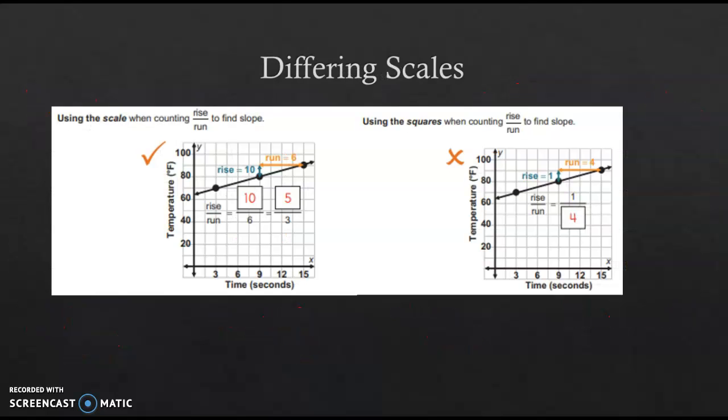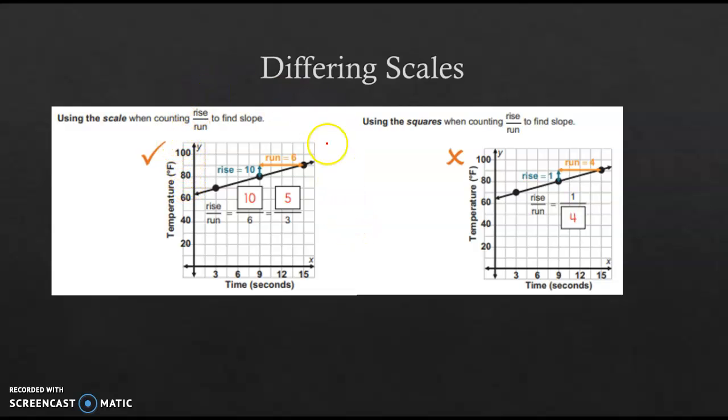The next thing I'm going to talk to you about is differing scales. I mentioned this in a previous video, but I want to make sure that we explicitly talk about it. We always want to look at the scale of the intervals being used on our axis. Our x is technically going by 1.5, because every 2 boxes is 3. And when we look at our y-axis, every box is 10, because every 2 boxes is 20.